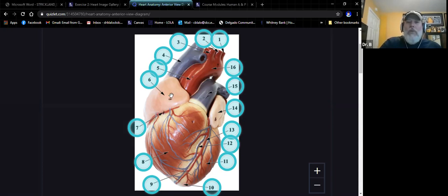So this is the right auricle. Under it is the right atrium. Right here is going to be the right ventricle. Now, I could also ask you what layer of the heart would be here, and you would say epicardium, right? Because that's on the outside of the heart. Over here, number 11, this would be the left ventricle. And then up here, the chamber would be the left atrium, and the structure would be the left auricle.